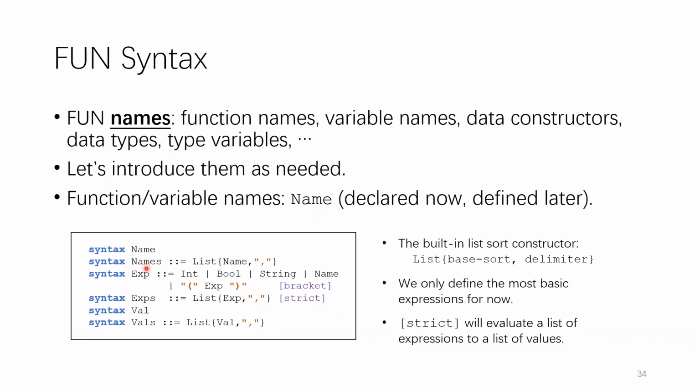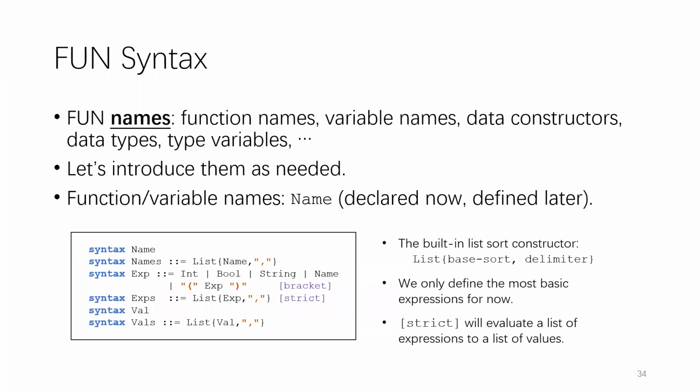And then we also define the list of names. It uses a built-in sort constructor called list, which is built into K. What it does is create the sort names as a comma-separated list of names. So it takes a base sort and a delimiter. Then we can define the basic expressions, the basic values, and the parentheses for grouping. We also define the list of expressions. The strict attribute means that K will always try to evaluate a list of expressions into a list of values.